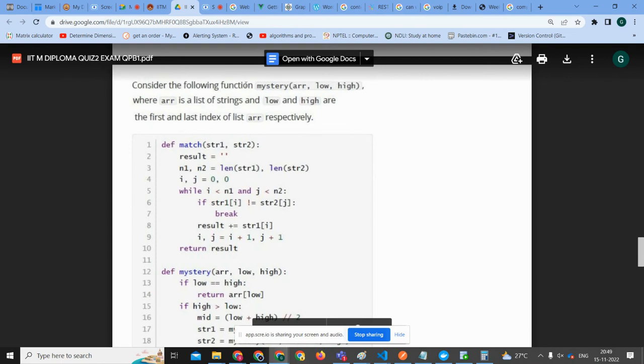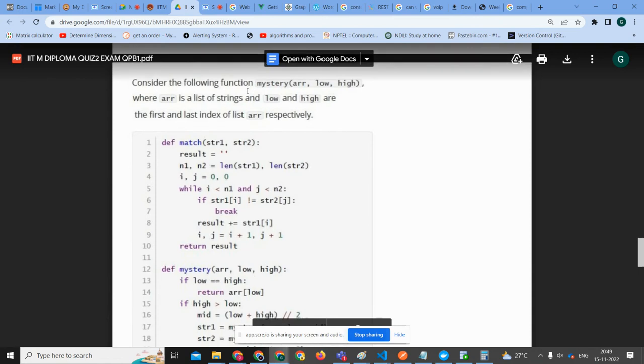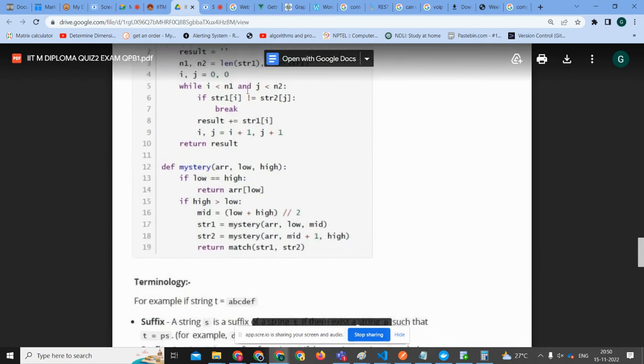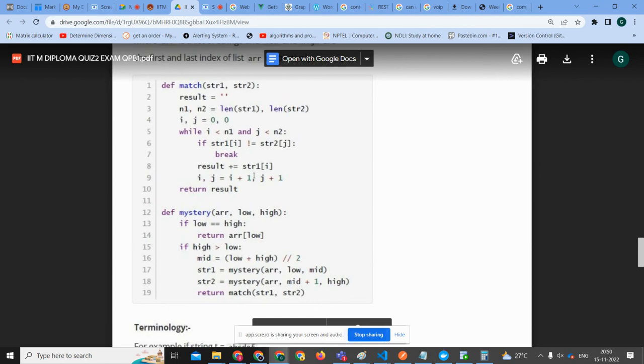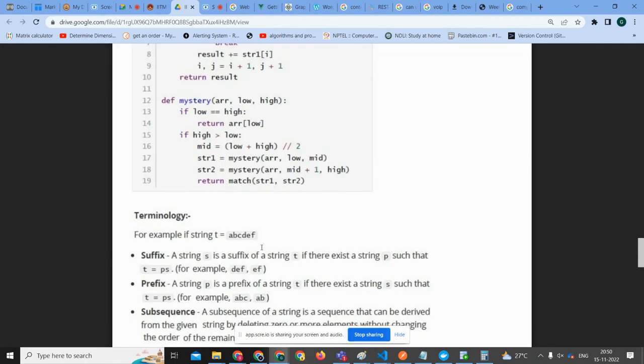Okay. Consider the following function. We have some function called mystery, which is taking an array ARR, low and high, where ARR is a list of strings, and low and high are the first and last index of the list ARR. Simple. So low and high is going to be fine. Now we have something like this.